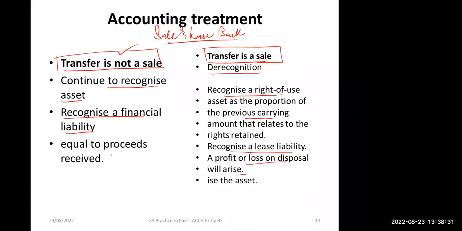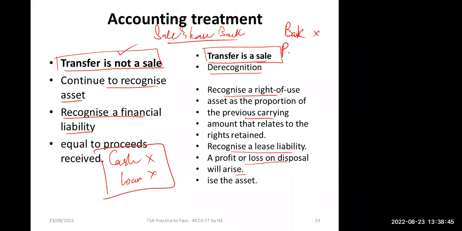So the accounting entry in the first case is cash debit and loan credit. In the second case, we need to make the accounting entry of cash or bank debit, right-of-use asset debit, asset credit, lease obligation credit, and gain.